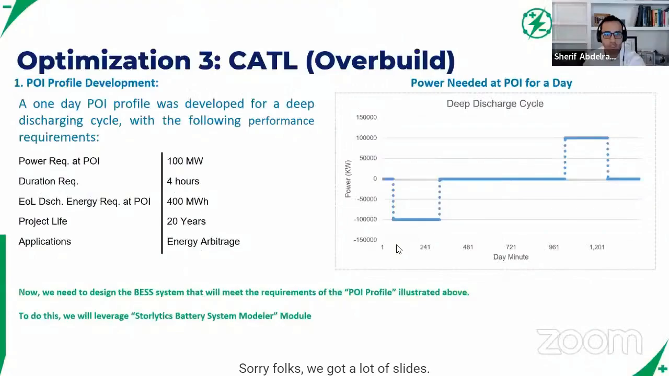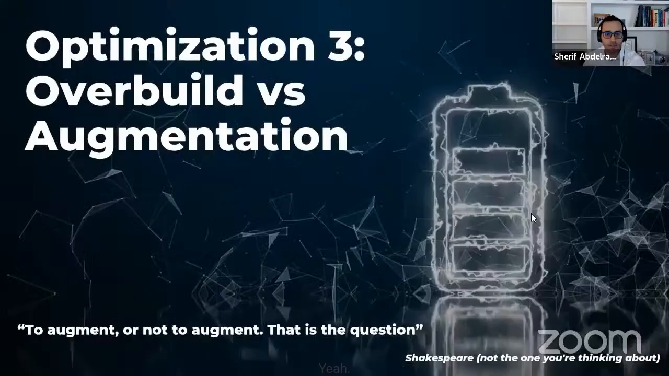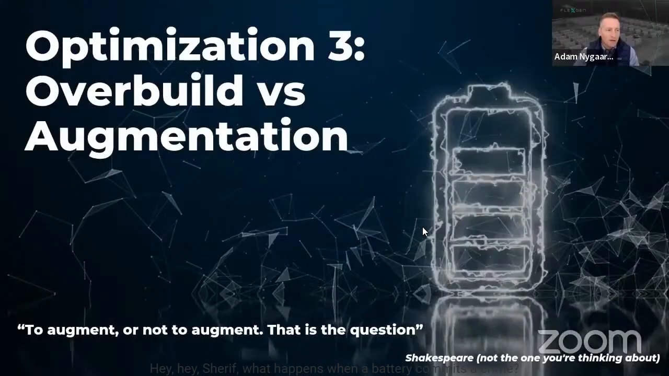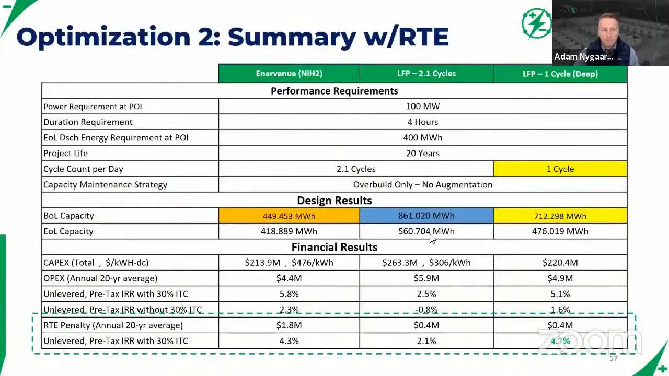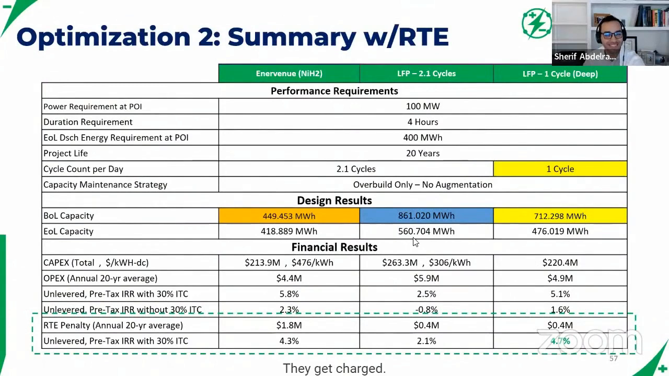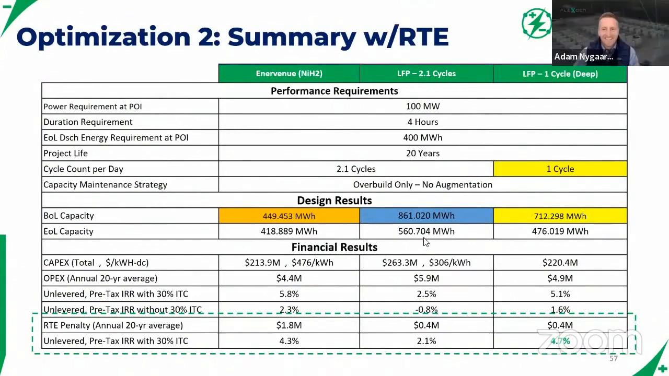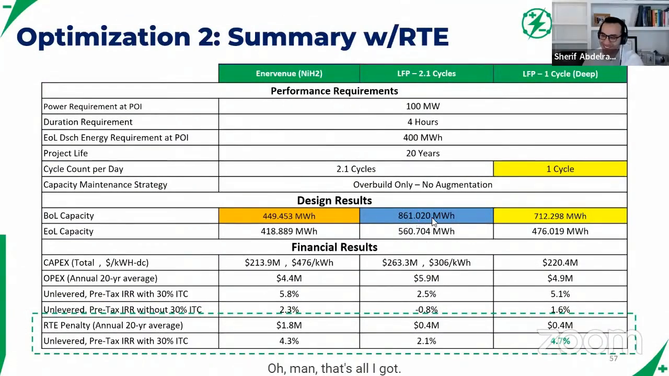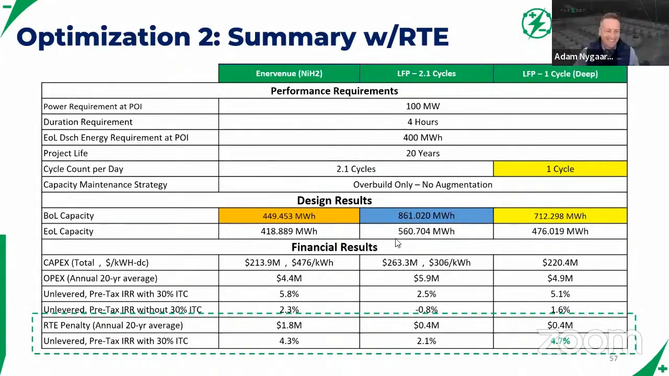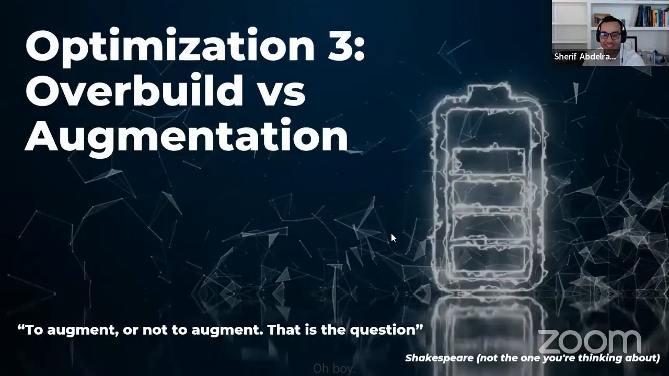Sorry, folks, we got a lot of slides. Yeah, hey Sharif, what happens when a battery commits a crime? I don't know. They get charged. Oh, man. That's all I got. Wow. Oh, boy. That's going to live in YouTube forever.